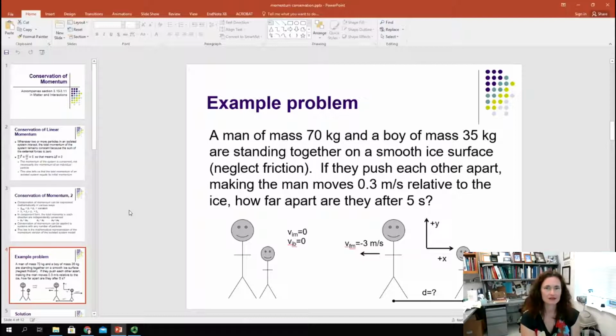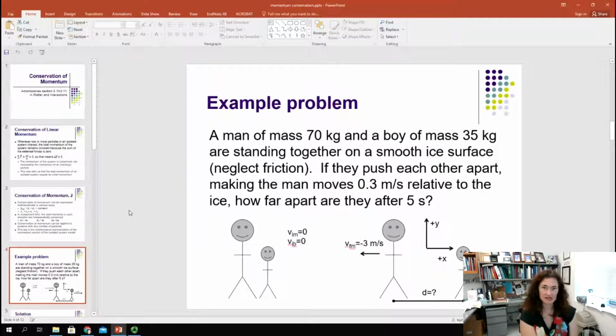Anytime you see the keyword smooth in physics problems, or slick, it often means that you can neglect friction, right, in introductory textbooks. So you can assume that. So we're going to neglect friction. If they push each other apart, making the man move at 0.3 meters per second relative to the ice, then how far apart are they after 5 seconds?